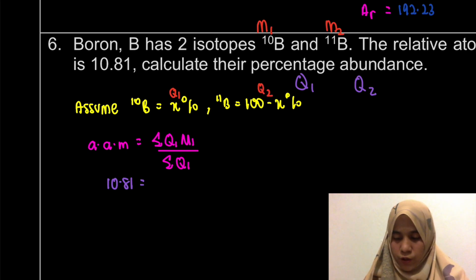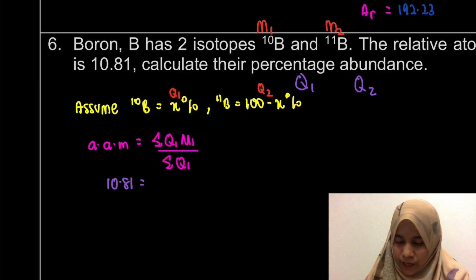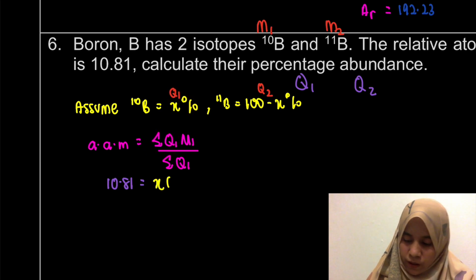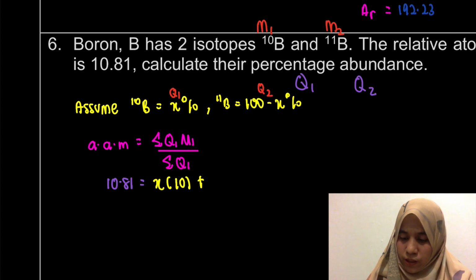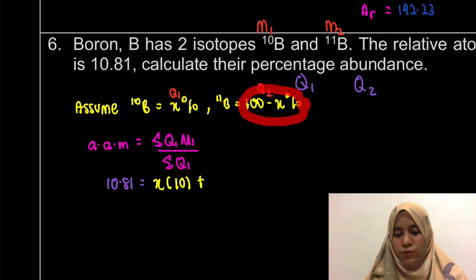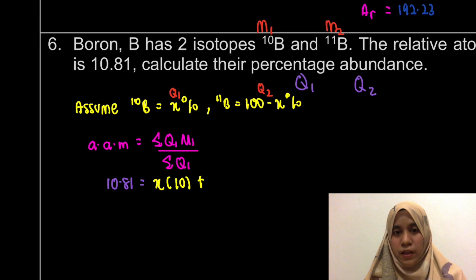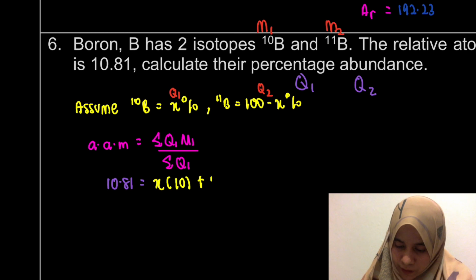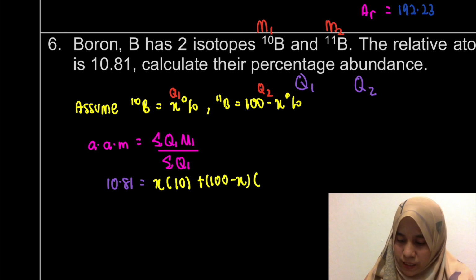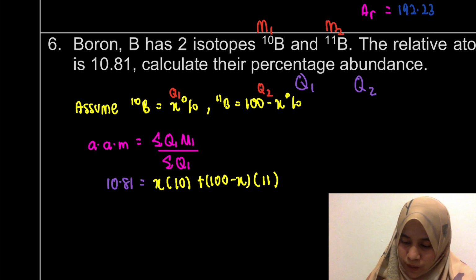Okay, so Q1 kita adalah X. So we're gonna take X. Okay, lepas tu first M1 kita adalah 10. Okay, pluskan dengan, okay, so sekarang ni Q2 kita adalah 100 minus X. So bila kita kata 100 minus X, so we have to write it down. 100 minus X dengan, kat sini, our mass is actually 11. Okay, divide by sum of Q.